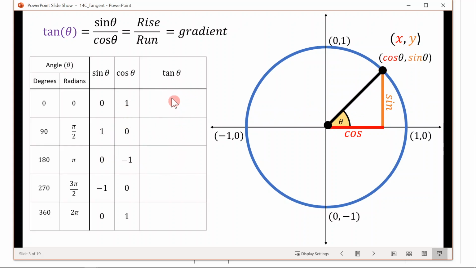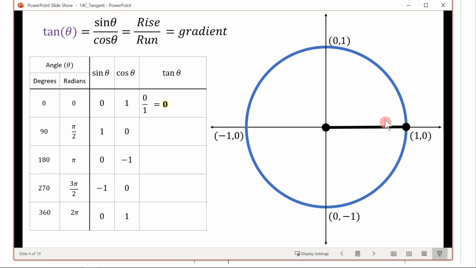So let's fill out this table here. This is in your booklet. Let's fill out the tan column here. The first one that we're going to look at is when we have an angle of 0. If we were to use our simple definition of what tan is, it's sine over cos. You look at this coordinate right here. 0 is going to be my sine, 1 is going to be my cos, 0 over 1 is going to be 0. And we can also think of this in terms of gradient. The gradient of a horizontal line is 0.